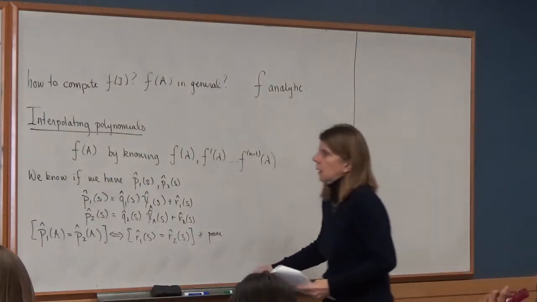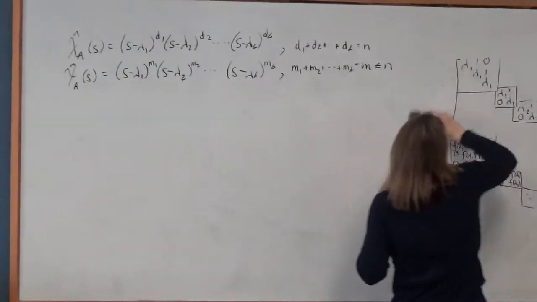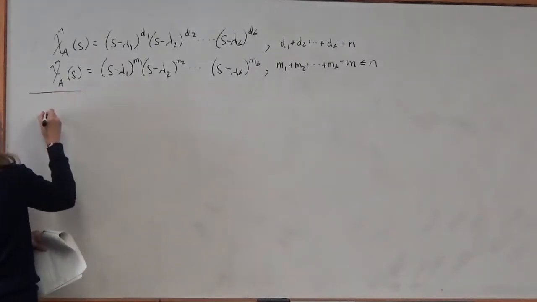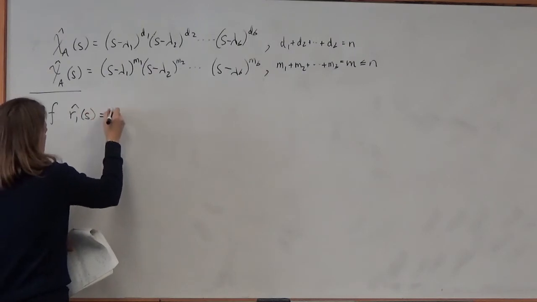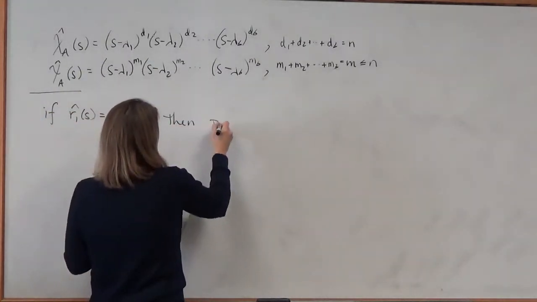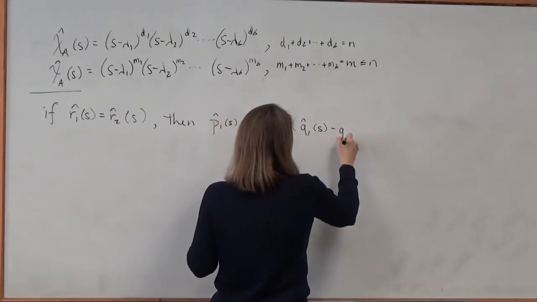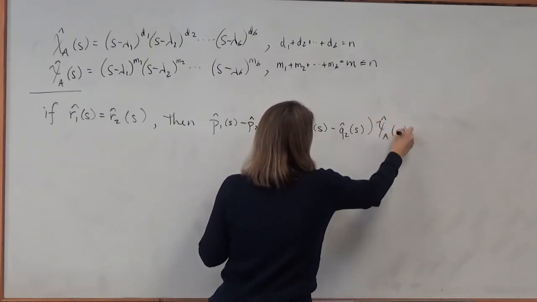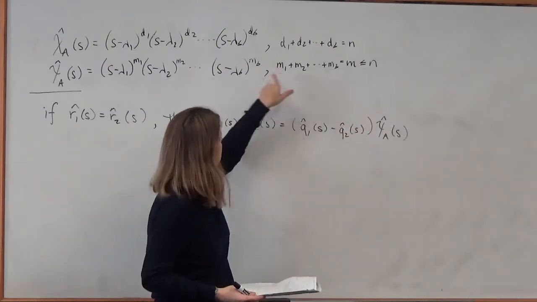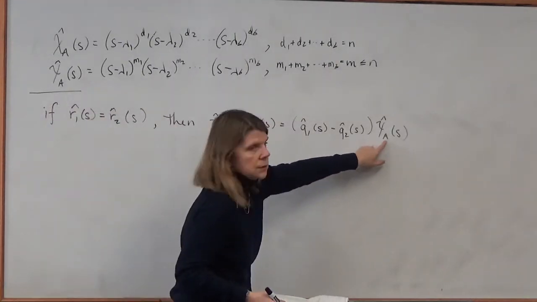Okay, so then we know that if R1 is equal to R2, let's erase everything except the characteristic polynomial and the minimum polynomial. Then by just subtracting those two polynomials, P1 hat and P2 hat, we'd have that P1 hat of S minus P2 hat of S is Q1 hat of S minus Q2 hat of S times the minimum polynomial, psi hat A of S. All right, so you look at that. This is a polynomial, this is a polynomial, and that's a polynomial. But we know the form of the minimum polynomial, right? So that tells us something about where the zeros of P1 minus P2 are, because we know where the zeros of this polynomial are.